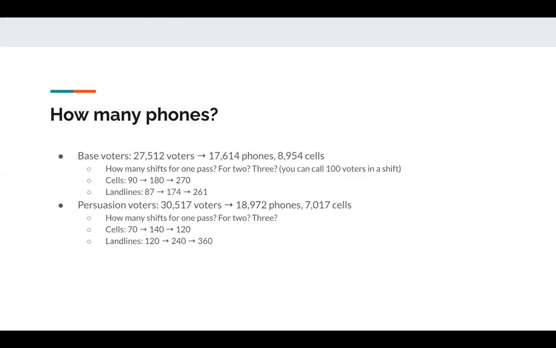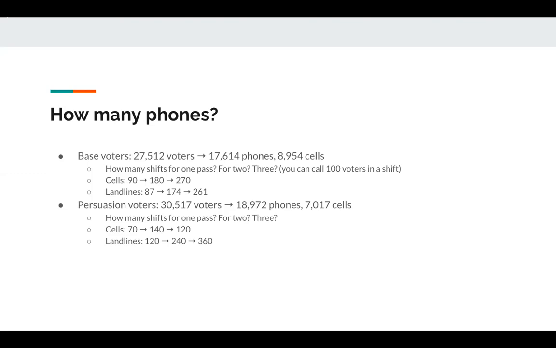Okay, how about the math on the phones? Like with the doors, there are fewer phone numbers than there are people across our base and persuasion universes, both because there are people who live in the same house and because there are people who don't have a phone number in the voter file. There are 27,512 people in our base universe, and we have phone numbers for 17,614 of them. Of that bigger number, almost 9,000 are cell phones.